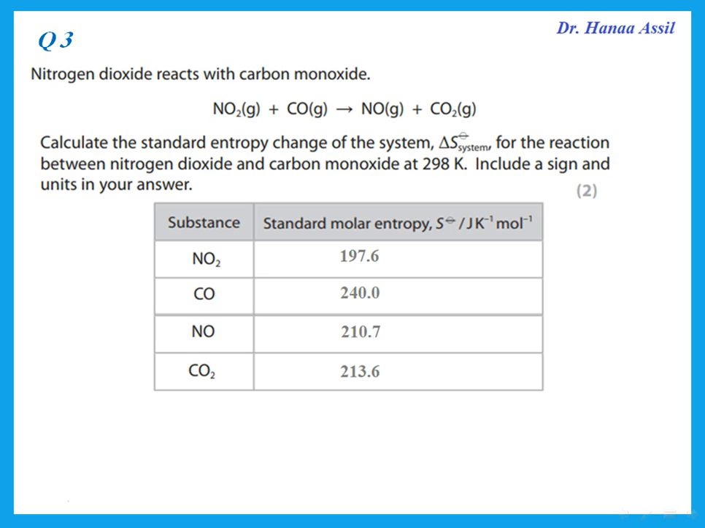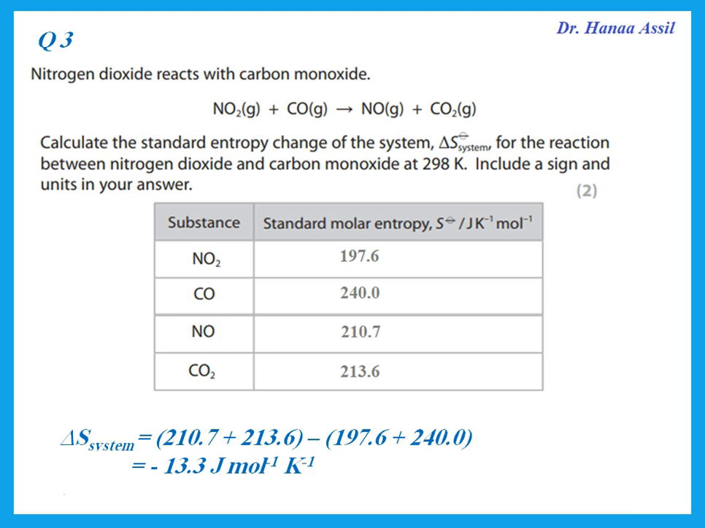This next question says nitrogen dioxide reacts with carbon monoxide. Calculate the standard entropy change of the system. So we want to calculate delta S system. Again, I want to remind you, how do we calculate delta S system? Delta S system is the entropies of the products minus the entropies of the reactants. So he will always give you the standard molar entropy of each of the species in the reaction. The delta S system is the total of the products.